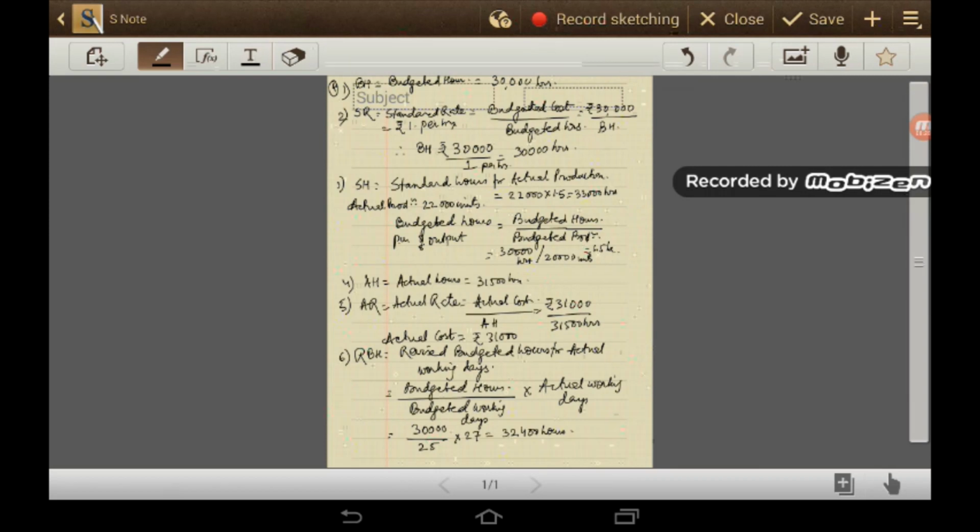So you need to multiply this 1.5 hour per unit into 22,000 units to find out the actual standard hours required, that is 33,000 hours. Then actual hours you have found out, 31,500, it is given. Actual rate, no need to find out, and your actual cost is 31,000, and revised budgeted hour is 32,400. Students are requested to note this solution in your notebook. Devote some time to understand and analyze these 6 parameters, and then proceed to find out the actual variances.